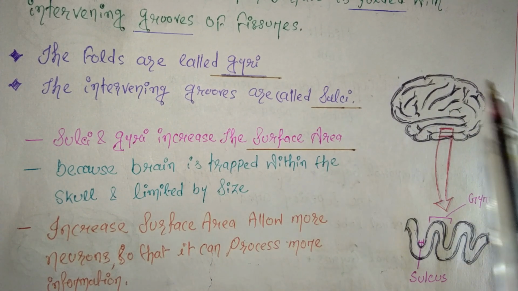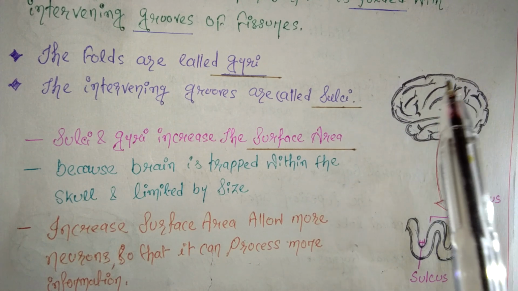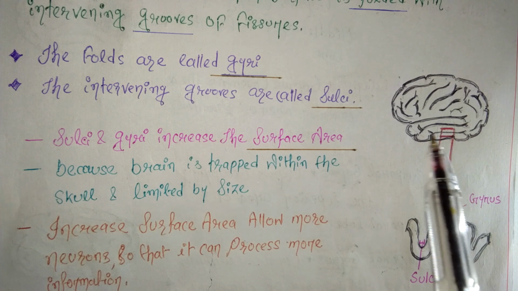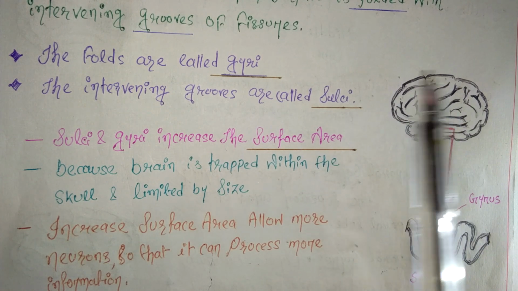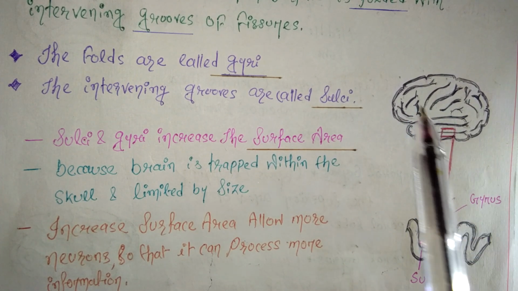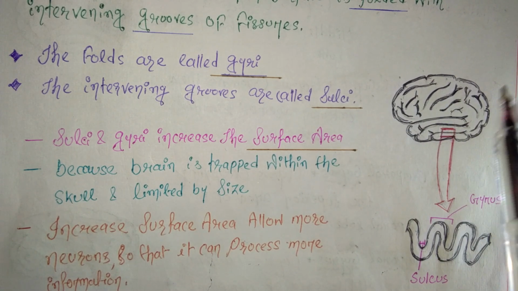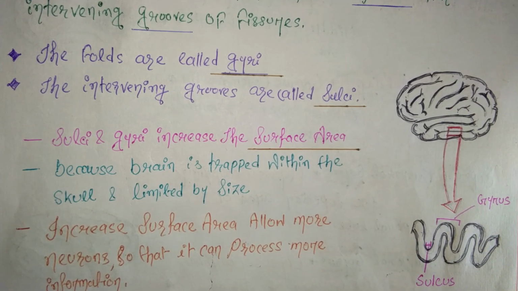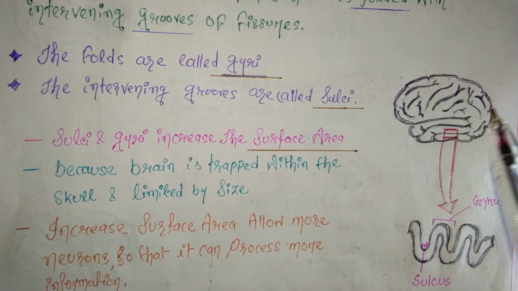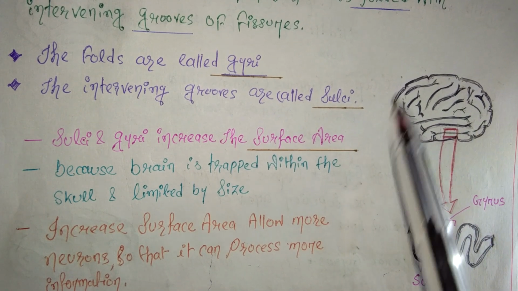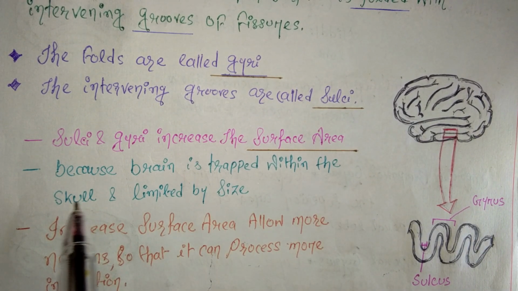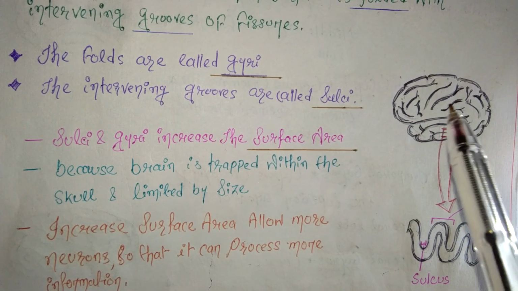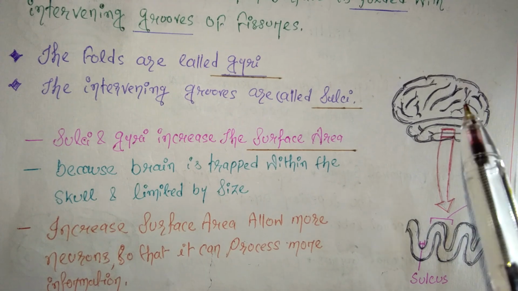But it is limited by size, and it has to store many information and many memories inside it, no? Every day our brain is storing new memories and collecting new information. So our brain is such a small organ, and it's trapped inside our skull, and it's limited by size. So how will it be possible to store so many memories and information? I will give you an example.